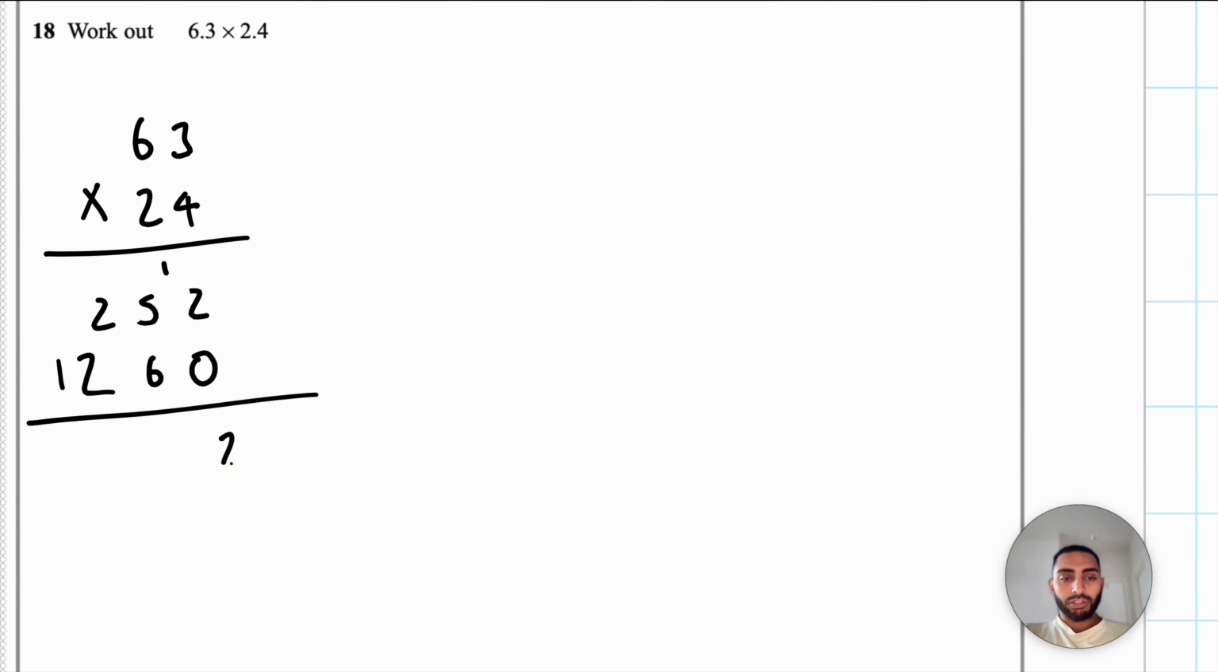2 add 0 is 2. 5 add 6 is 11. 2 add 2 is 4, add 1 is 5, and 1 add nothing is just 1. So I've got 1,512, which would be the answer to that question.